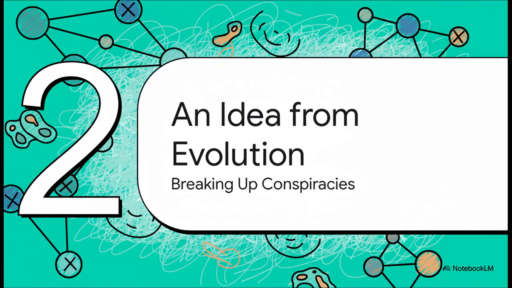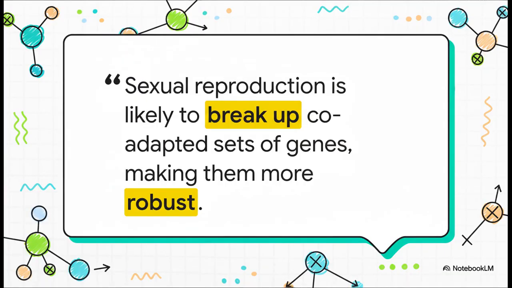And the answer, the big idea, came from a totally unexpected place: biology, specifically evolution and sex. This right here, this is the light bulb moment. In nature, sexual reproduction is constantly mixing and matching genes. This shuffling breaks up sets of genes that might work well together, but are ultimately fragile. It forces each individual gene to become strong and useful on its own, not just as part of one specific team. So the researchers thought, wait a minute, could we do that for our neurons?